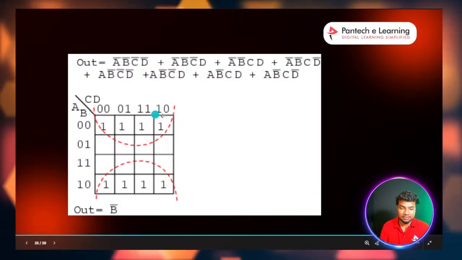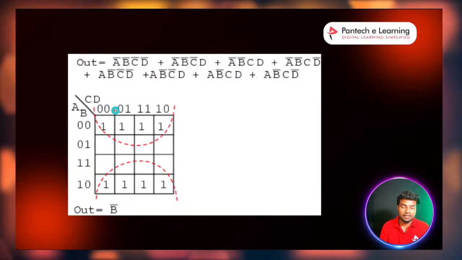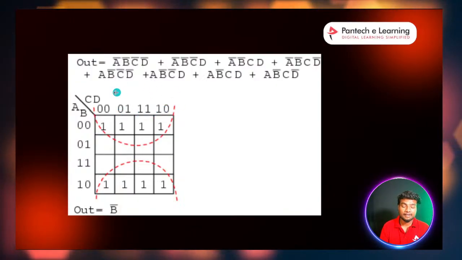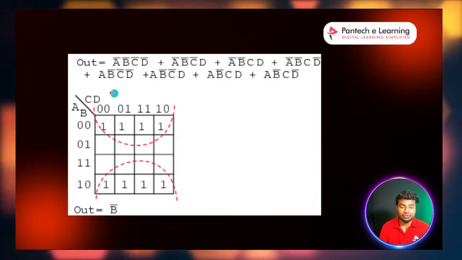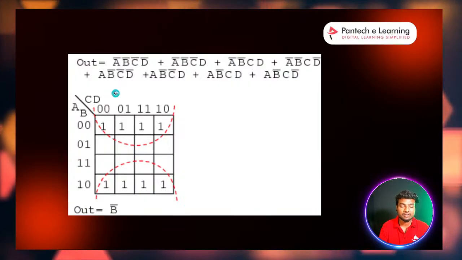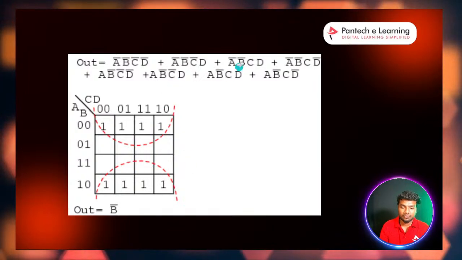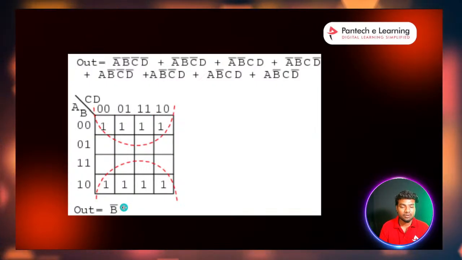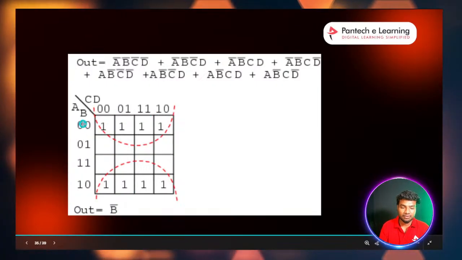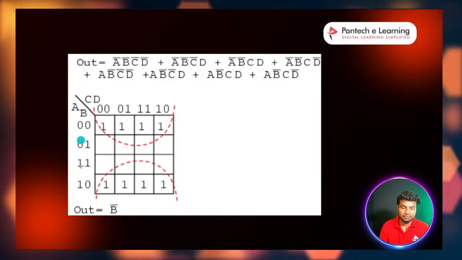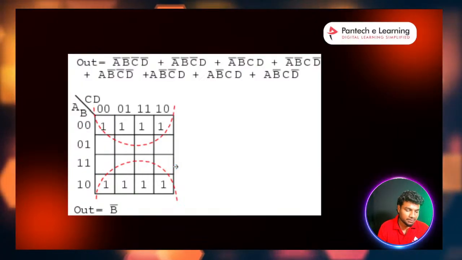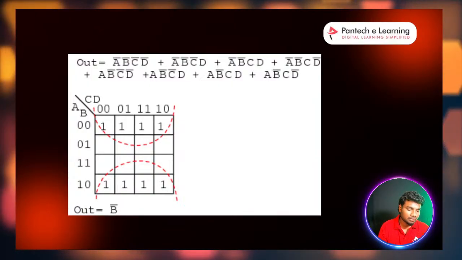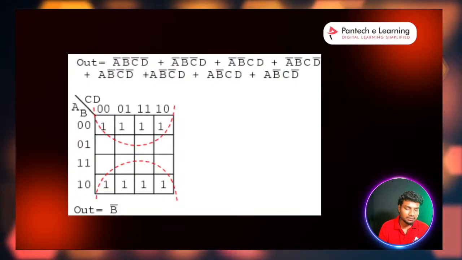But if you take this row, the CD values are continuously changing: 0 0, 0 1, 1 1, 1 0. So we can't write the output in terms of the transition of CD. If you simplify this expression in the K map, you will get output B bar only. Why? Because B bar only is the same thing. Okay, so adjacent variables are removed: 2 adjacent and 4 adjacent variables vanish, and the remaining variables will be there.